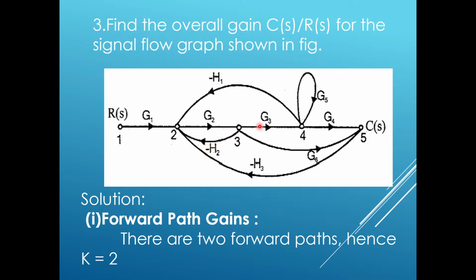And the gain acquired by this branch, which is traveling from node 3 to node 4, is G3. From node 4 to node 2, the gain acquired is minus H2. And there is an individual loop, a single node loop, whose gain value is G5. The gain acquired while traveling from node 4 to node 5 by this branch is G4. One more branch travels from node 3 to node 5, whose gain is G6. And one more branch starts from node 5 to node 2, whose gain is minus H3.